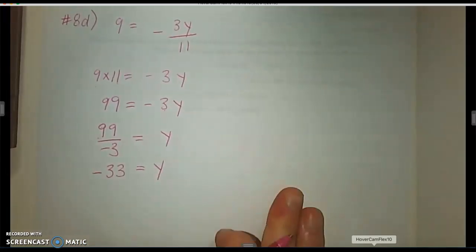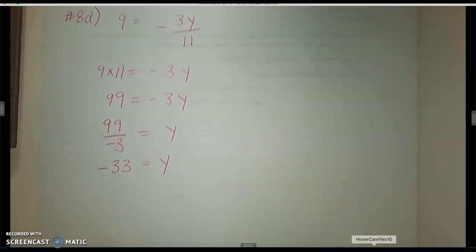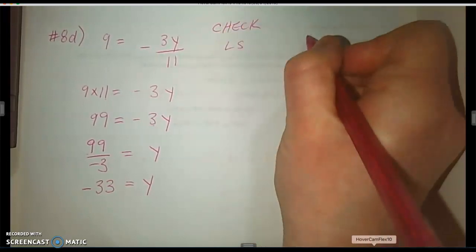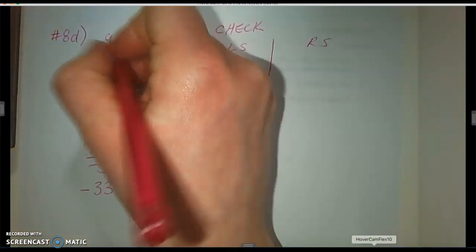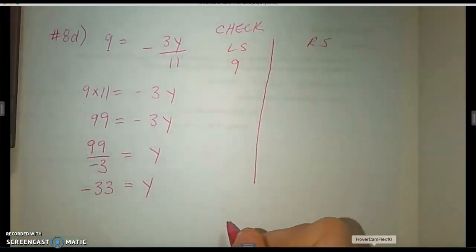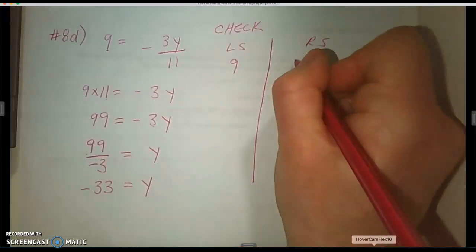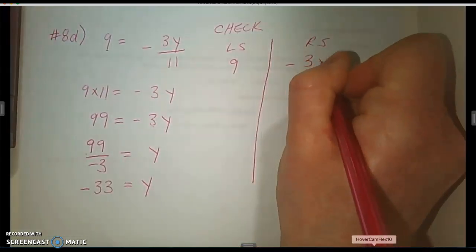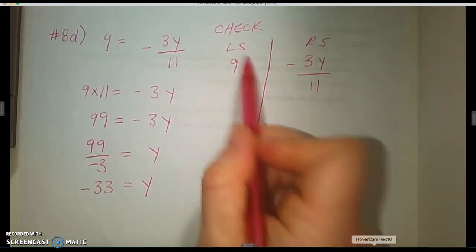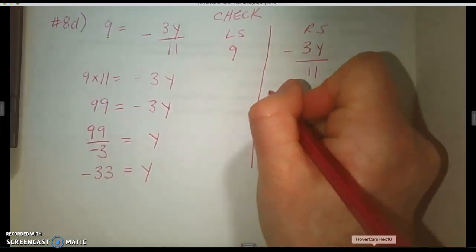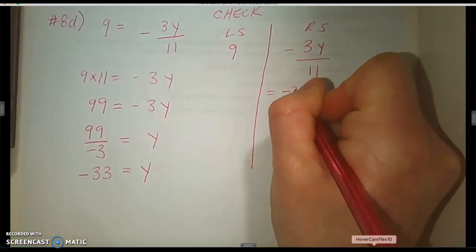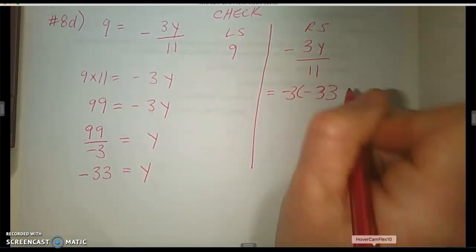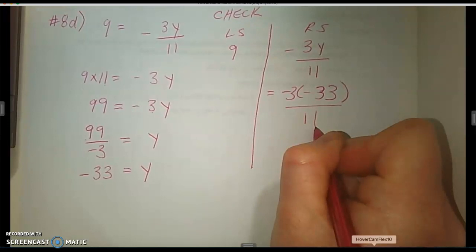Okay, the last step here is to do a check, and I can set it up the same way I did before. Left side, right side. Okay, the left side here is what's left of the equals, that's 9. And the right side is negative 3y over 11. So the left side, I'm not going to do anything to that. The right side, I'm going to sub in the answer I got. Negative 3, negative 33 over 11.